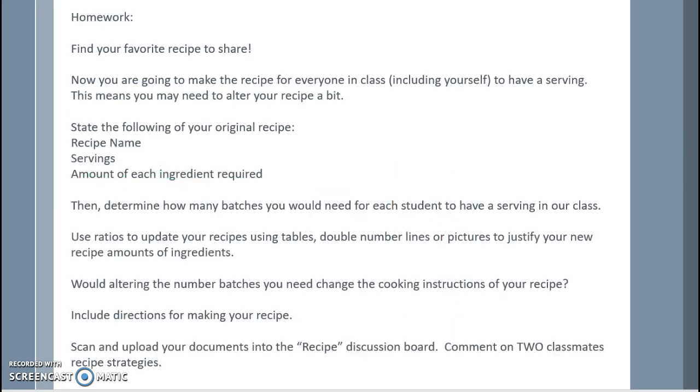Homework. I want you to find your favorite recipe to share with the class. You're going to make the recipe for everyone in class, including yourself, to have a single serving. This means you may need to alter your recipe a bit. I'd like you to state the following of your original recipe: the recipe name, how many it serves, and amount of each ingredient required. Then determine how many batches you would need for each student in class to have a serving. Use ratios to update your recipe using tables, double number lines, or pictures to justify your new recipe amounts of ingredients. Would altering the number of batches you need change the cooking instructions of your recipe? Include directions for making your recipe, then scan and upload your documents into the recipe discussion board. Comment on 2 of your classmates' recipe strategies.